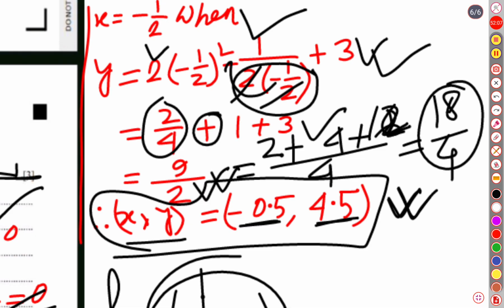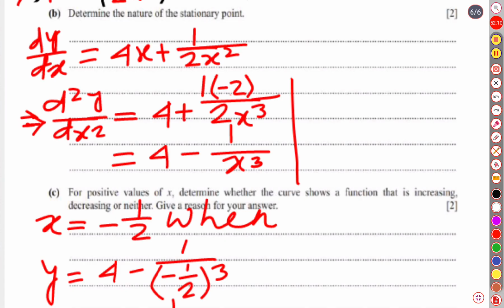What does the next question say? Question number B says, determine the nature of this stationary point. Already we have obtained the stationary point is negative half and 4.5, and they told us to find the nature of the stationary point. So this is one of the new concepts to be learned. Whenever they ask for the nature of the stationary point, whether it is minimum or maximum, how can we do it? We will have to find the second derivative.